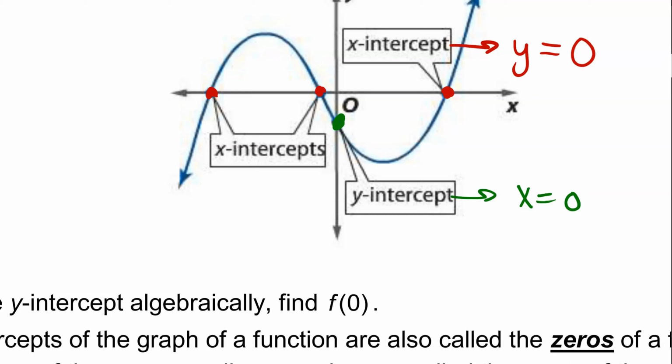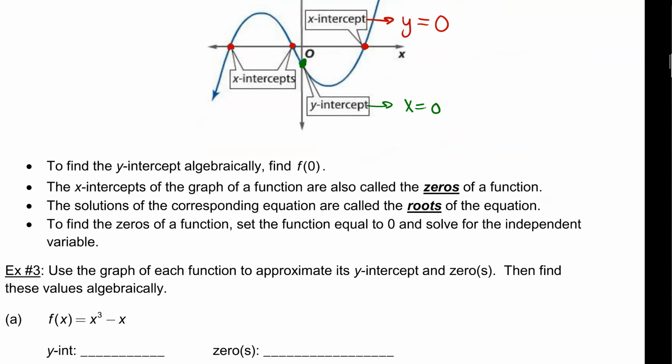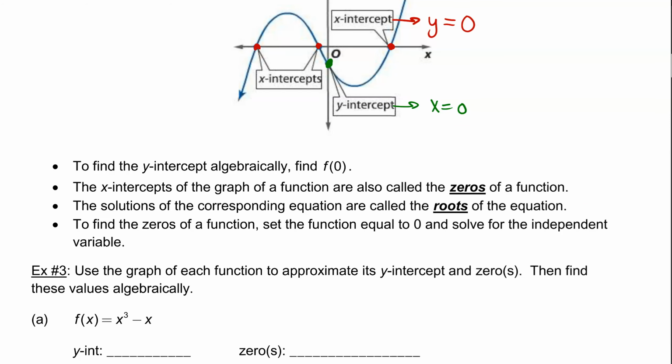This is not new. This is the Algebra 1 and Algebra 2 review. No surprise: to find the y-intercept, find f of 0. Literally, plug in 0, and you will find where you cross the y-axis.